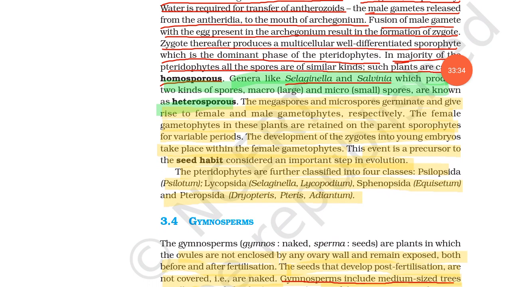The pteridophytes are further divided into four classes: Psilopsida, Lycopsida, Sphenopsida and Pteropsida. The examples are: Psilopsida, Psilotum; Lycopsida, Selaginella and Lycopodium; Sphenopsida, Equisetum; and Pteropsida, Dryopteris, Pteris and Adiantum.